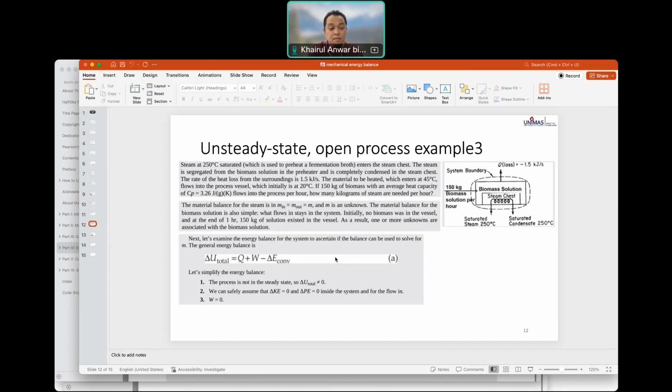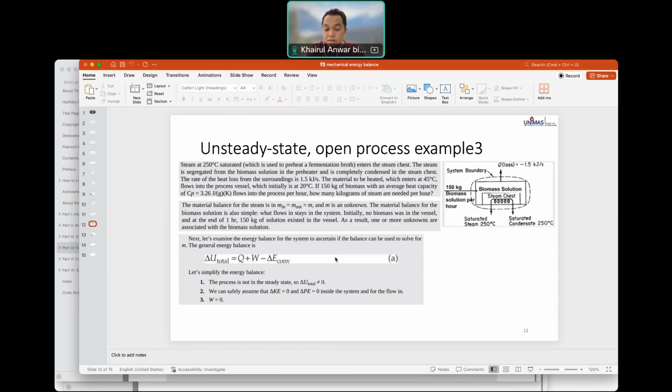The rate of heat loss from the surroundings is 1.5 kilojoule per second. The material to be heated, which enters at 25 degrees C, flows into the process vessel, which initially is at 20 degrees C. If 150 kg of biomass solution with an average heat capacity of Cp equal to 3.26 joule per gram Kelvin flows into the process per hour, how many kilograms of steam are needed per hour?